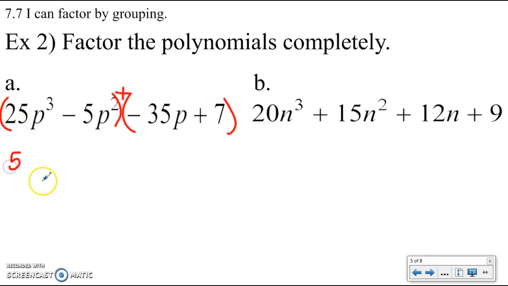I can divide them both by 5. And if I have a p to the third and a p squared, my smaller exponent is that 2. So we're going to decide what's left in our parentheses. 25 divided by 5 is 5. I have 3 p's and I took 2 out, so I have 1 left. Negative 5 divided by 5 is negative 1. I had 2 p's and I took 2 p's out, so I don't have any left.